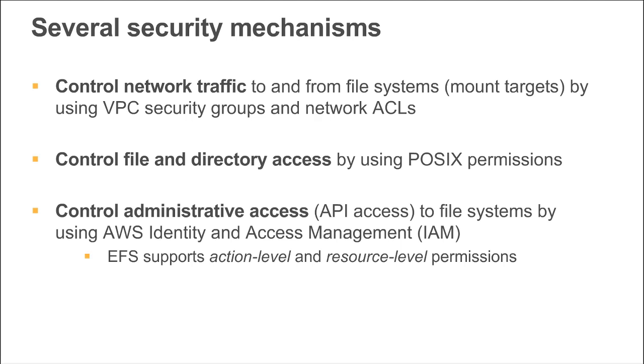Second, at the data access level, you control file and directory access by using standard POSIX permissions. And at the administrative level, we provide an API, and you can control who can access the API via IAM. The API allows you to do things like create a file system, delete a file system, create mount targets, view details on the file system. So the API is really about managing the file system, and you control, again, access to those management capabilities through IAM.